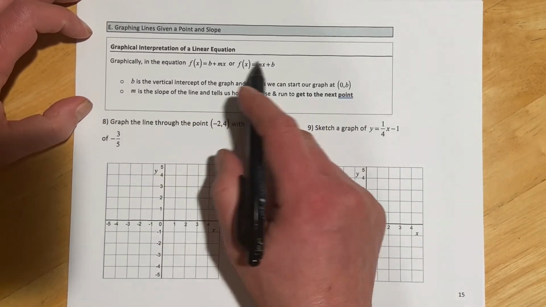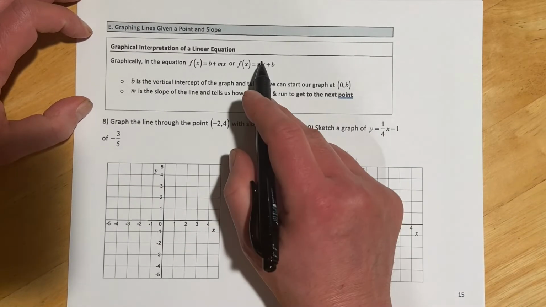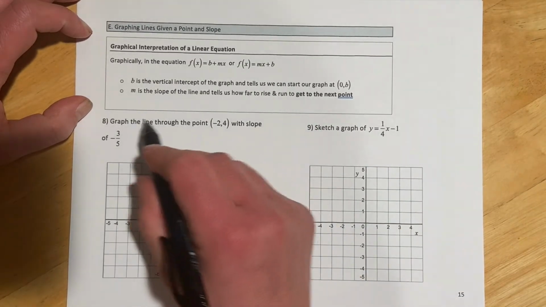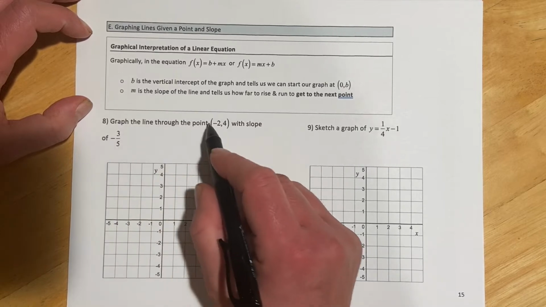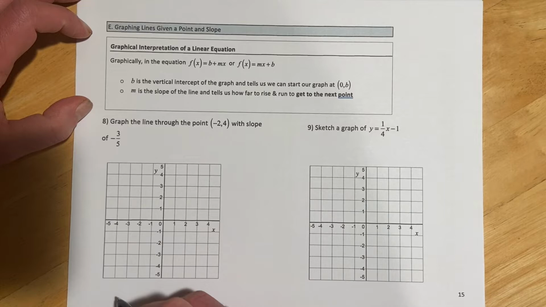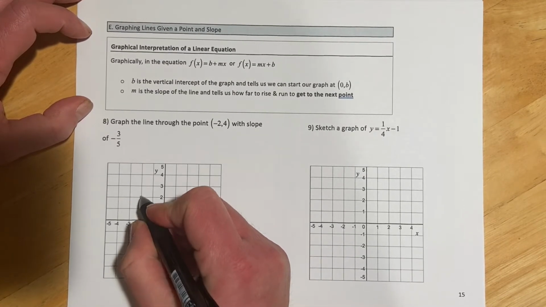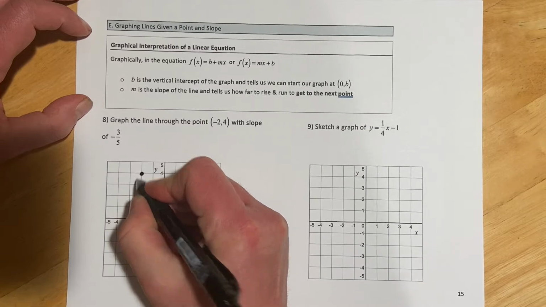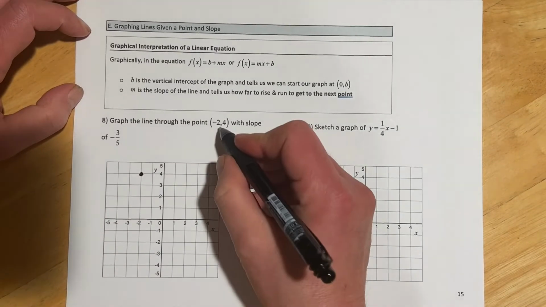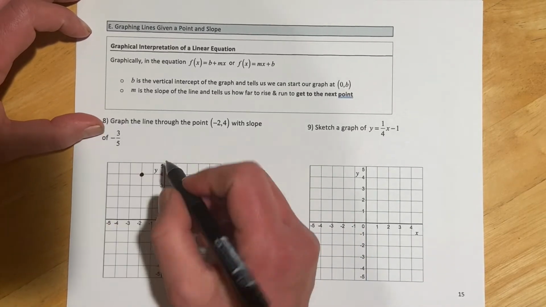So in this case, we don't have an actual equation. This one we just have a point and a slope. This one will have an actual equation, so this will feel a little bit more like that. Here we're going to graph the line through the point -2, 4. So that means it goes through -2, 4. I'm going to come over here and go x is -2 and y is 1, 2, 3, 4. So that's going to be my starting point because I know it goes there. And then my slope is going to be -3/5.